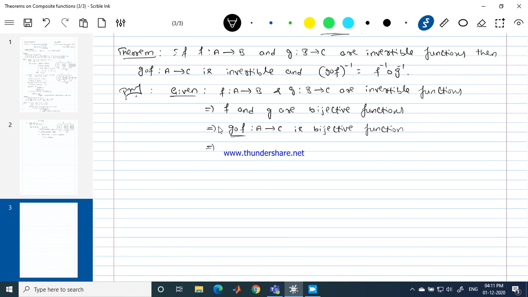So this is a new function H for us. So if the function H from A to C is bijective, then that function becomes invertible. So this implies F composition G is invertible, because every bijective function becomes invertible function. This proves the first part. To prove the second part, let me consider this. Let F power minus 1 and G power minus 1 be inverses of F and G respectively.